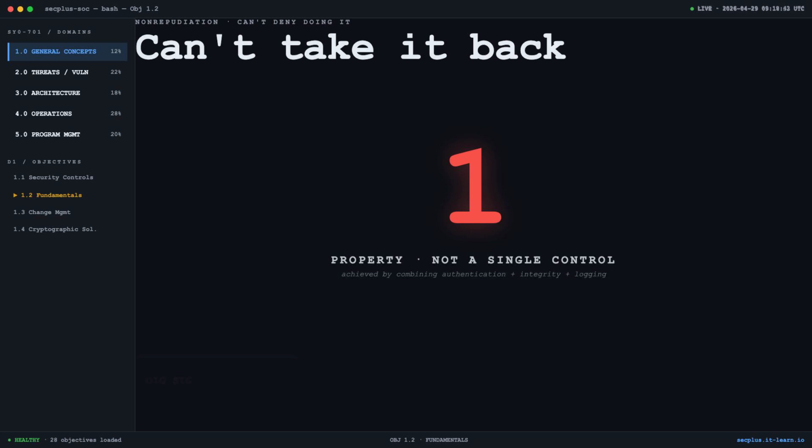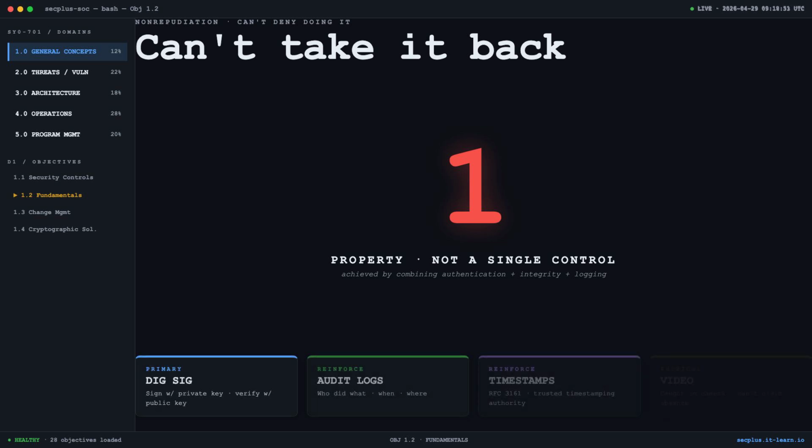Audit logs add to it, PKI underneath it, timestamps reinforce it. Video surveillance is non-repudiation in the physical world. You were on camera, you can't claim you weren't there. Key thing to remember, non-repudiation is a property, not a single control. You get it by combining authentication, integrity, and logging.